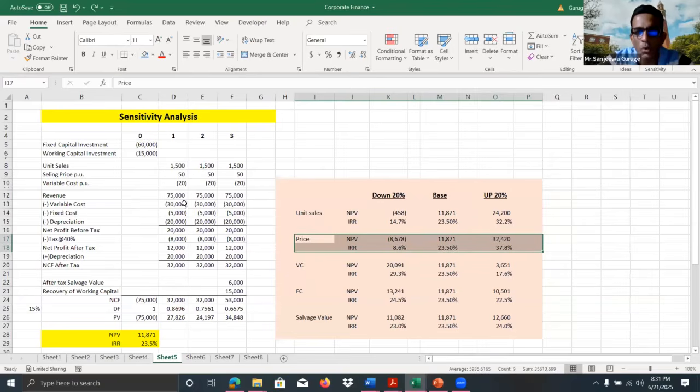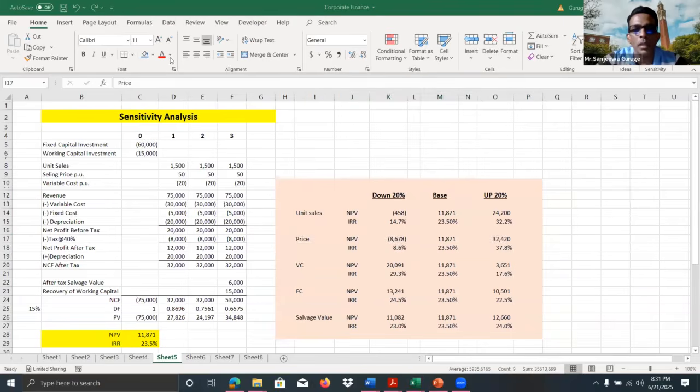In this way, we need to do it. What is the next sensitive variable after the price? Unit sales. Unit sales are also very sensitive in this analysis, because you can see the positive NPV has changed to negative. The negative value is not as significant, but still it is significant. So unit sales are also very sensitive. Therefore, the estimation of the unit sales also should be accurate.